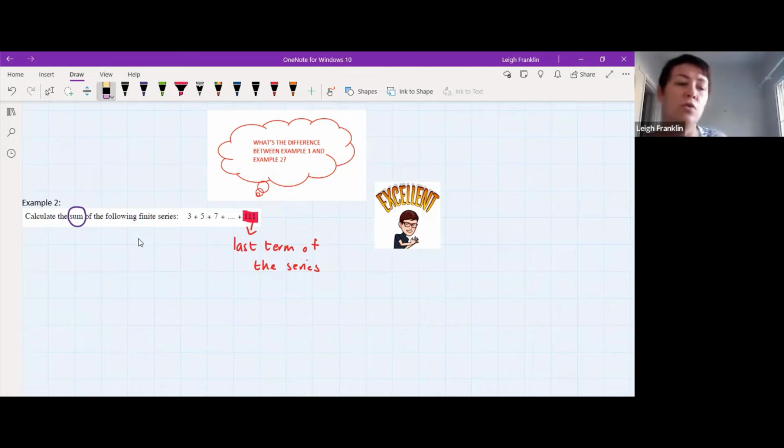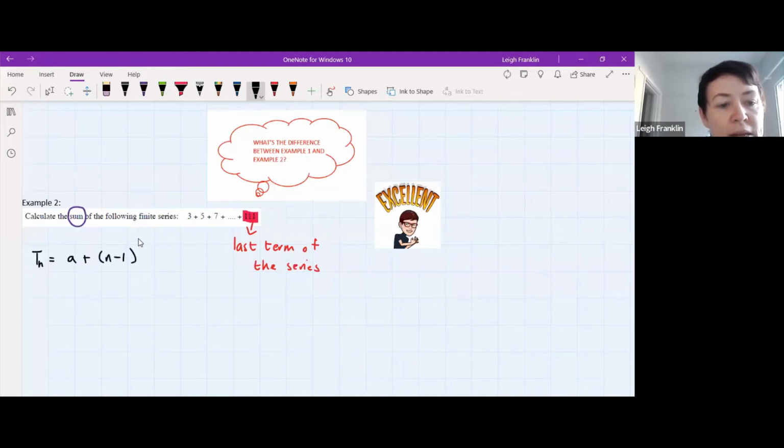Even though they've told us to calculate the sum of the following finite series, we need to use our nth term. In other words, Tn equals a plus (n minus 1)d, in order to first work out how many terms there are in the pattern. So this 111 at the end is Tn, the nth term of the series. I'm going to take that 111 and substitute it over here.